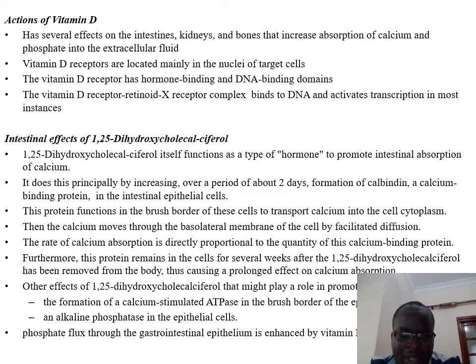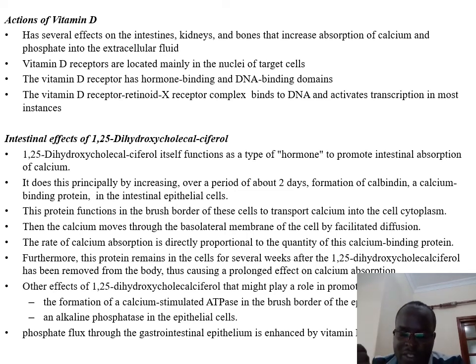What are the other effects of the active form of vitamin D3, which is 1,25-dihydrocholecalciferol, that might have a function in promoting calcium absorption? The formation of calcium-stimulated ATPase in the brush border of the epithelium cells. So these are involved in primary active transport. Then also the production of alkaline phosphatase in the epithelium cells. That will also enhance absorption of phosphates. Phosphate flux through the gastrointestinal epithelium is enhanced by vitamin D as well.